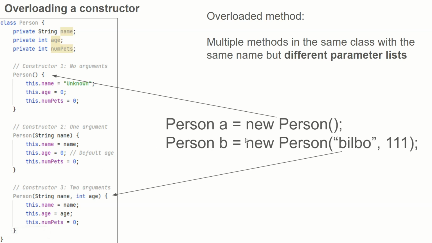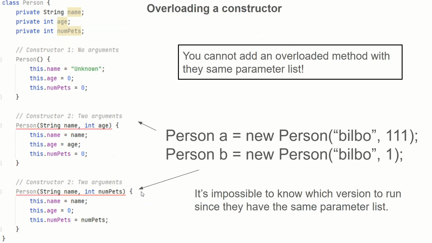So if we have overloaded constructors, when you run a constructor, the way Java knows which constructor to run is it looks and sees what's being passed. So here where I run a constructor with no inputs, it knows that matches this constructor that has an empty parameter list. If I pass a string and an int, it knows it matches this constructor with a string and an int.